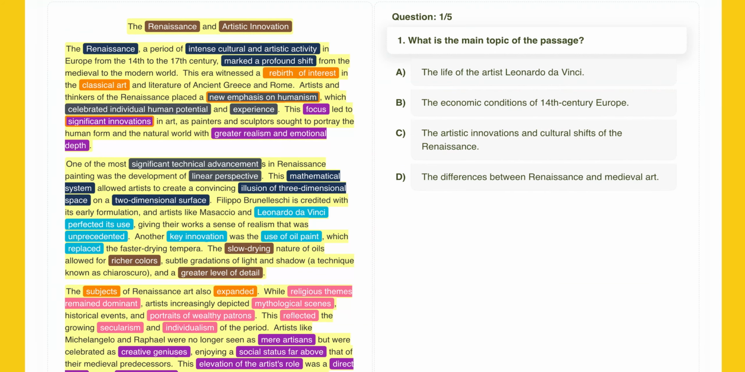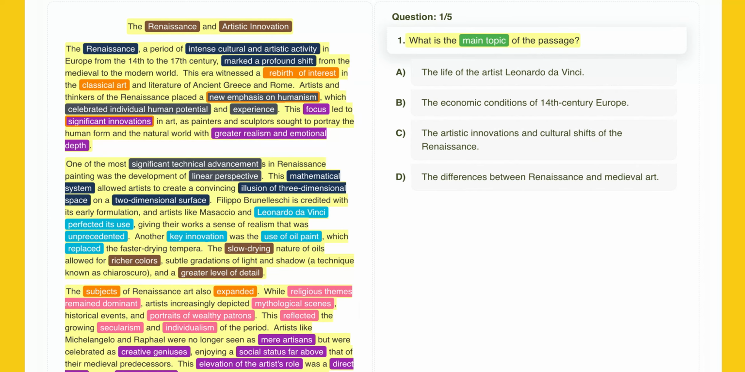Let's jump into the first question. We are looking for the big picture here. This is a main idea question, which means we need to find the answer that covers the entire passage, not just one small detail. What is the main topic of the passage? The question asks for the main topic. This means we need an option that summarizes the whole text.